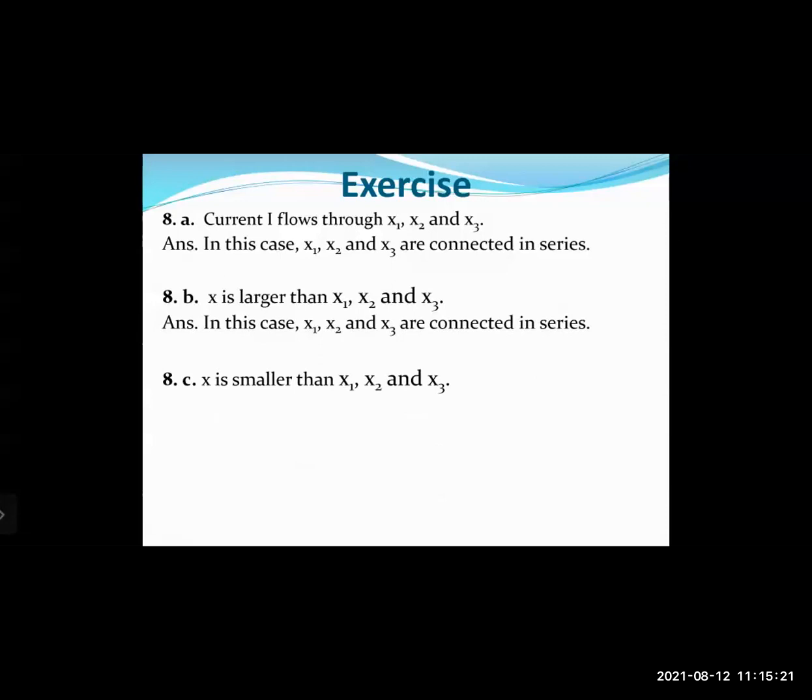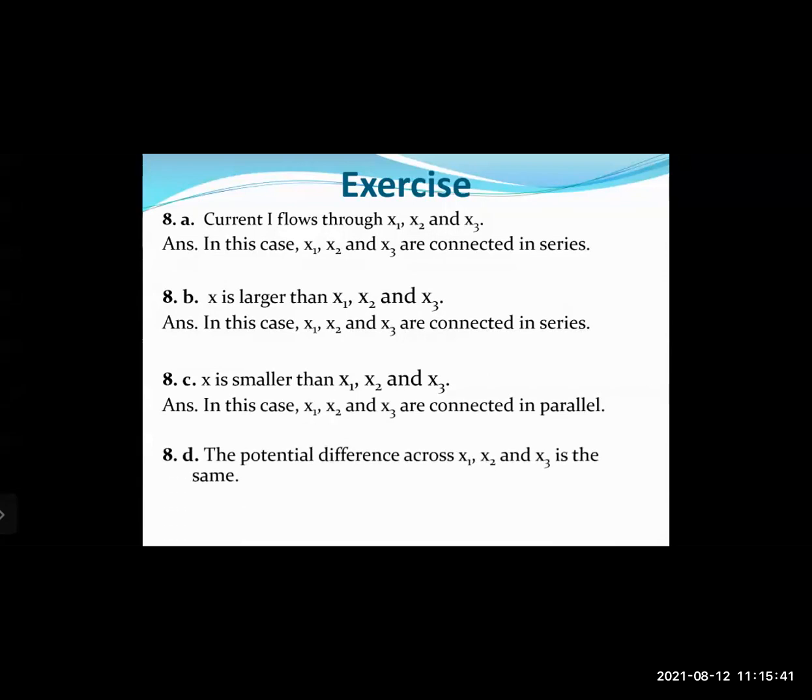Next case, X is smaller than X1, X2, and X3. In this case X is smaller, so the effective resistance is less. So when does the effective resistance decrease? In a parallel combination. So what is the answer? In this case, X1, X2, X3 are connected in parallel.